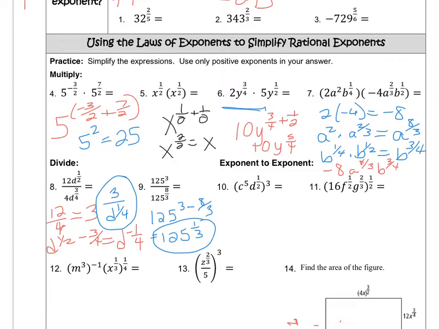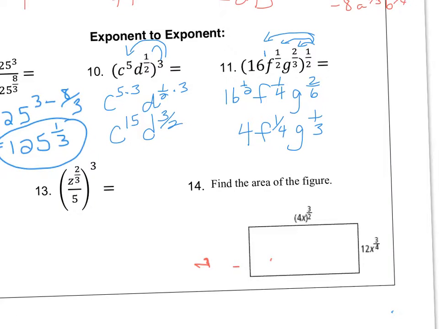So go ahead and pause your video and do number 10, 11, 12, and 13, and then check back to make sure you got everything correct. Okay, so we had c to the 5 times 3, which is the 15th power, and d to the 1/2 times 3, which is the 3/2 power. And then on number 11, remembering that 16 is to the power of 1, so 1/2 times 1 is 16 to the 1/2 power, which comes out to 4. F to the 1/4, and g to the 2/6, which reduces to the 1/3.